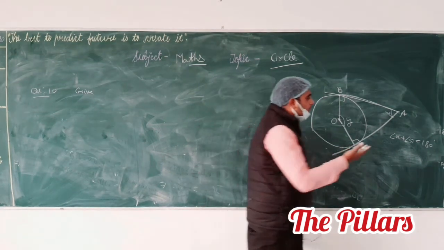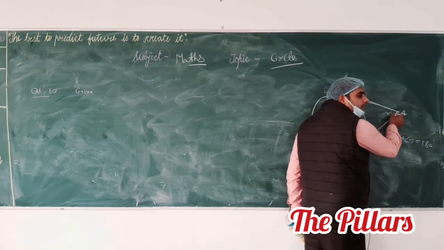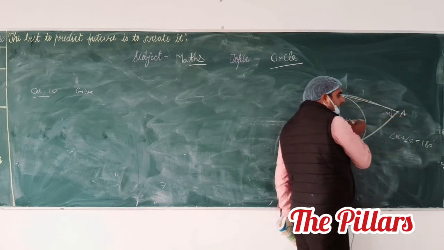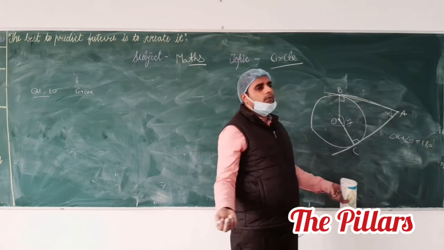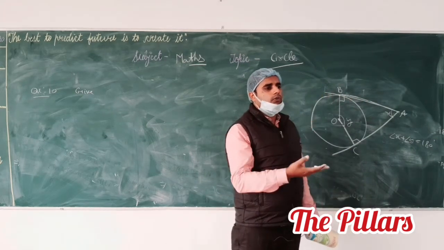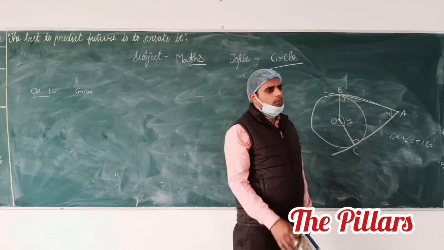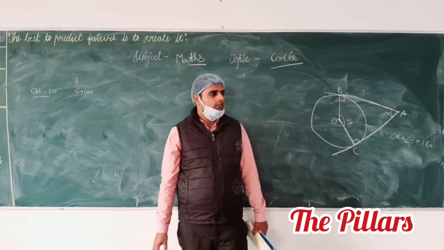The question says to prove that the angle between the tangents plus the angle at the center, angle x plus angle y, equals 180 degrees. This is the proof. Only in three or four lines you have to prove it. Question number 10 is the homework. Try to prove it.